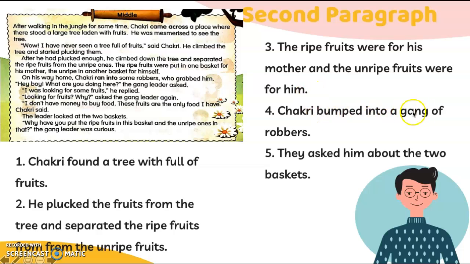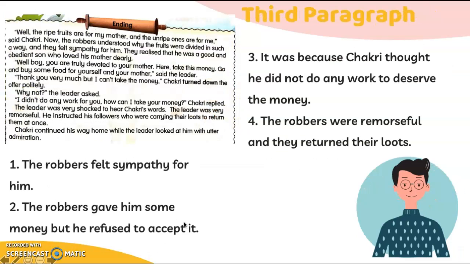Chakri bumped into a gang of robbers. They asked him about the two baskets. Okay, so clearly the middle part is telling you the continuation of the story. So what happened in this middle part? And then the next one, the last one. The third part or the third section, whereby the ending comes in. So what happened in the ending plot?